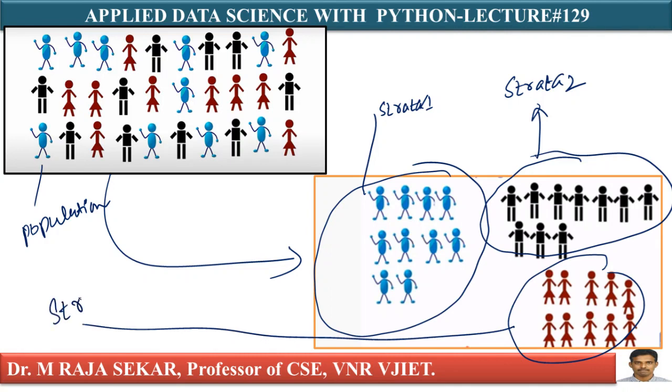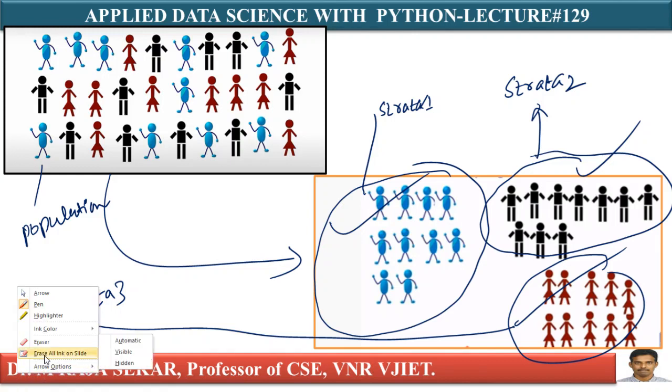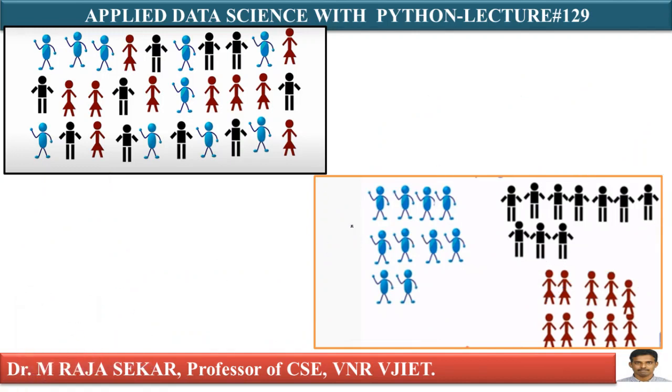How many strata do I have here? I have 3 strata. One strata is related to blue guys, another strata is related to black guys, and the third strata is related to ladies. From these 3 strata, I must select a sample of size 12. That is my small n equal to 12.